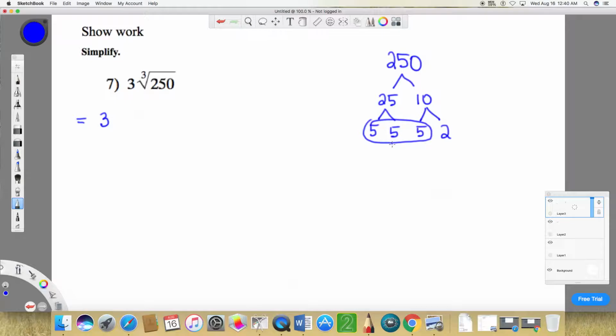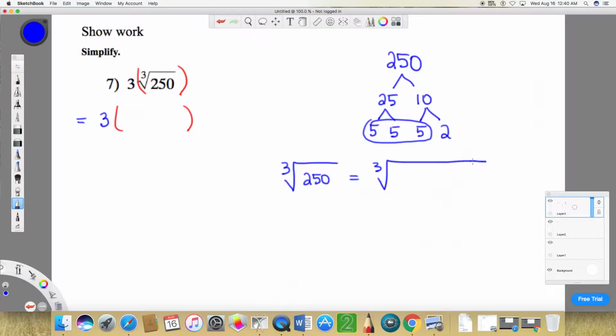So if we're trying to simplify the cube root of 250, and that's what we're trying to do right now, that 3 that's on the outside there is just coming along for the ride for right now. We're not doing anything with it. It's waiting for us to simplify this other thing, because right now we can't multiply the 3 and the 250 together.